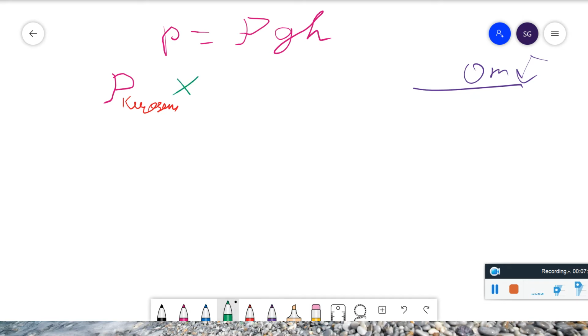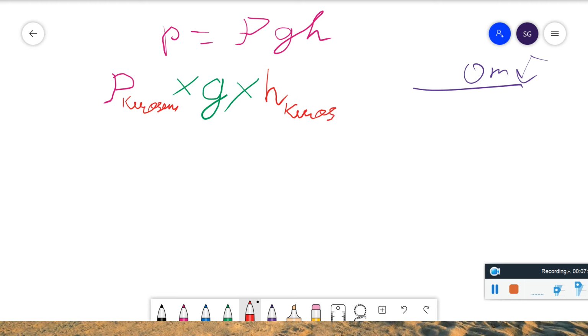Rho into g into h. We don't know h, it's just a constant, and that is yet to be found out. That is for kerosene. We can also write this as rho. What is the difference here? What do we have to calculate? Here we have mercury. Okay, rho of Hg, mercury, into g into h. And what is h here? h is the height of mercury. No doubt in this.